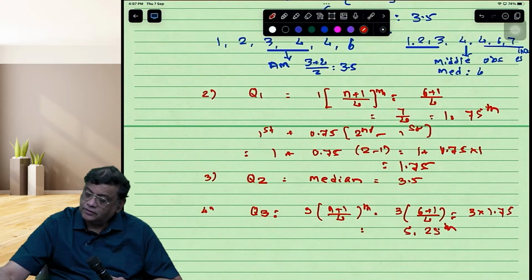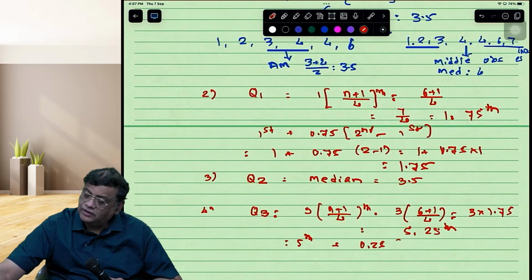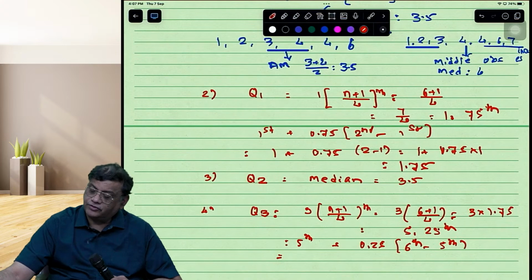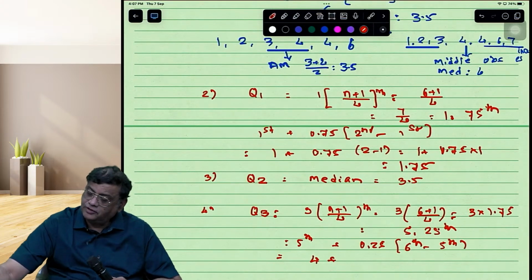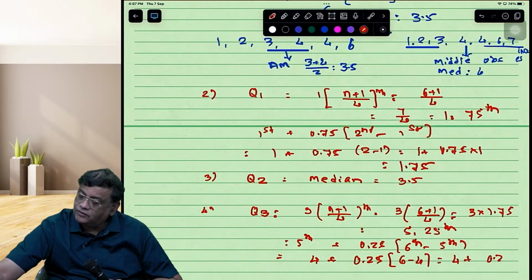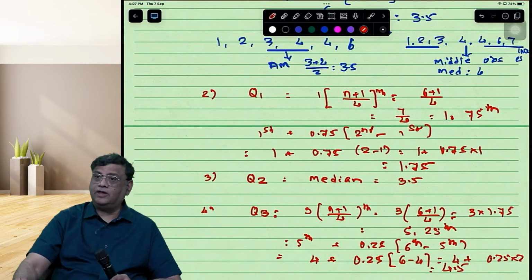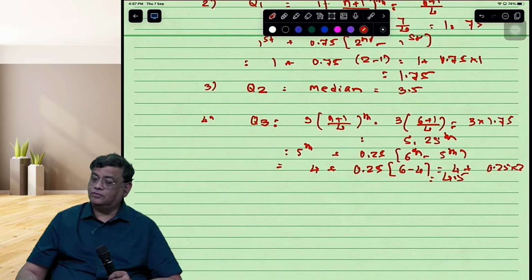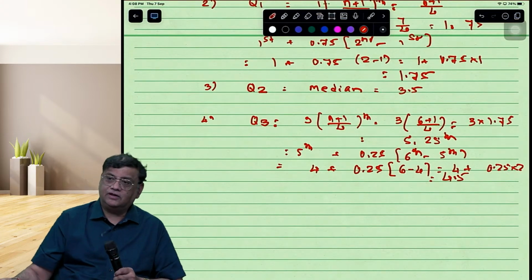5.25th observation. That means the fifth is complete, and then 0.25 into sixth minus fifth. Now what is the fifth observation? 4. And plus 0.25 into, what is the sixth observation? 6. So 6 minus 4. Therefore 4 plus 0.25 into 2. So will it be what? 4.5. So 4.5 is going to be the third quartile Q3.